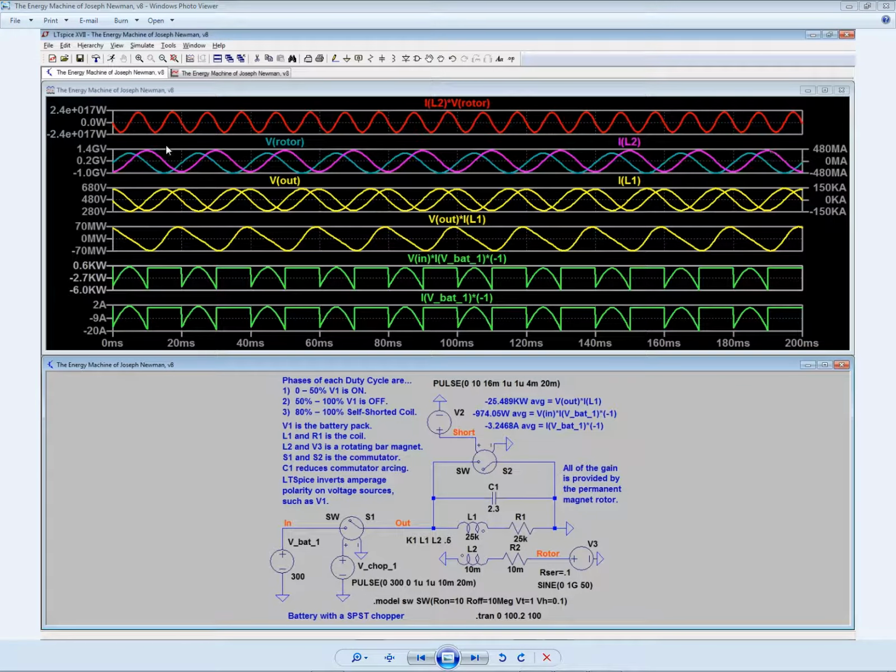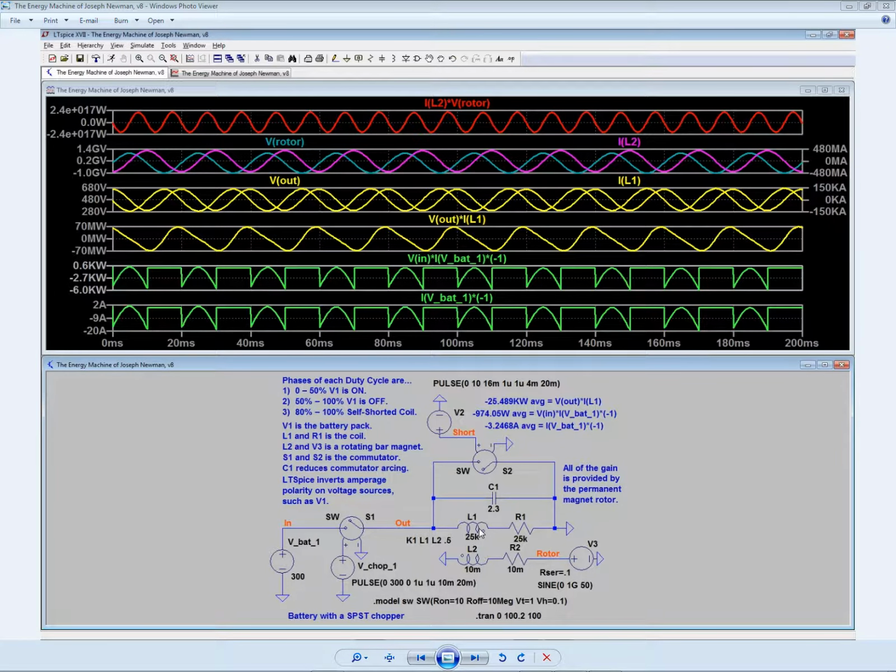480 megaamps, 1.4 versus negative 1 gigavolts. That's a lot of energy, but I had to overcome the loose coupling of 0.5. That's why I had to boost all that, and also boost the capacitor too, and boost the inductance and the resistance on the coil.